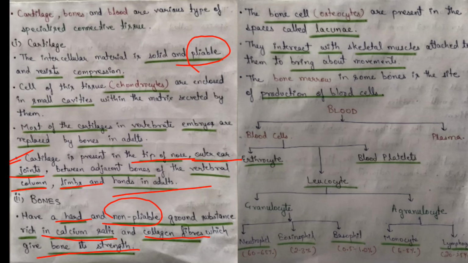We have two types of leukocytes, granulocytes and agranulocytes. In granulocytes there are three types: neutrophils, eosinophils, basophils. In agranulocytes there are two types: monocyte and lymphocyte. Neutrophils are largest in number and basophils are smallest in number. You have to remember this.